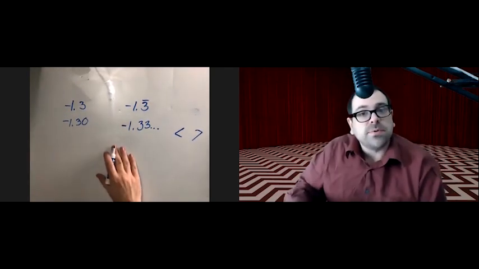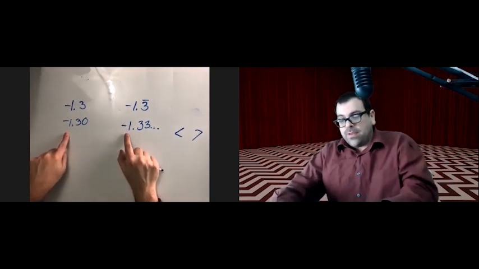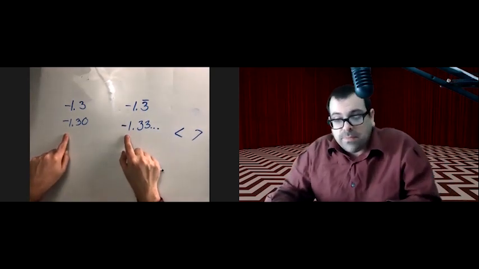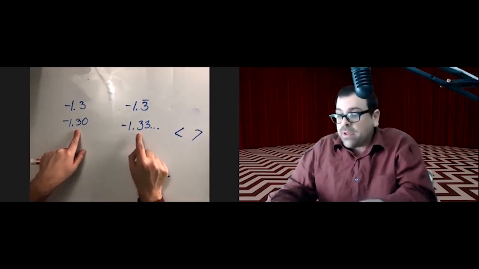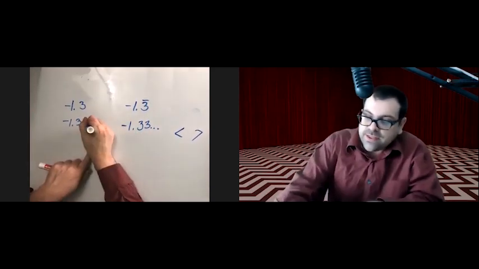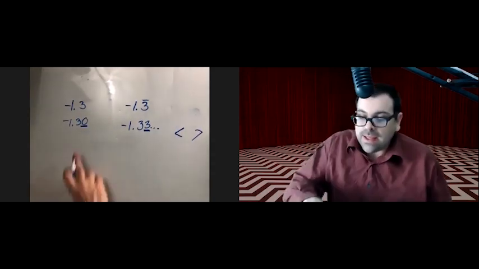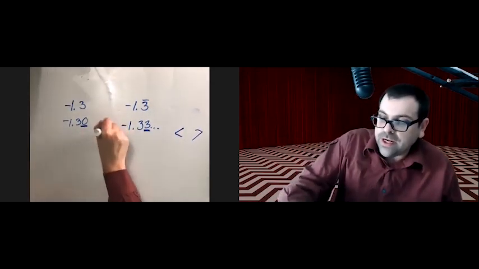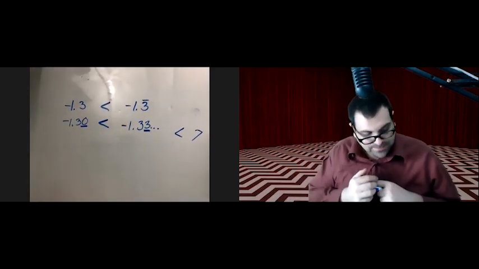To compare decimals, we go digit by digit. The negative ones are the same, the decimal point is the same. The 3s are the same. The first one that's different is this 0 and that 3. And since 0 is less than 3, less than is what goes in there.